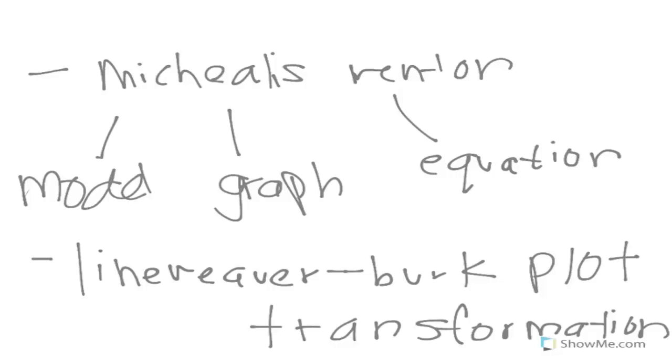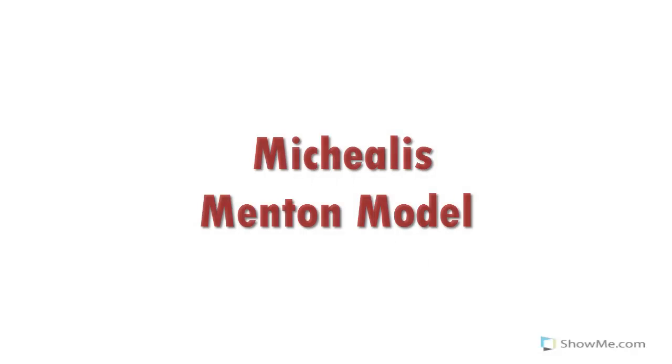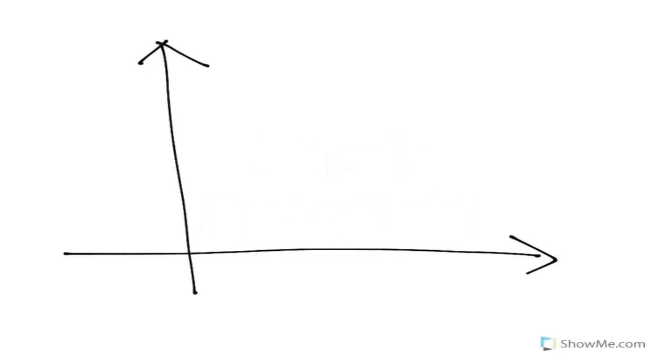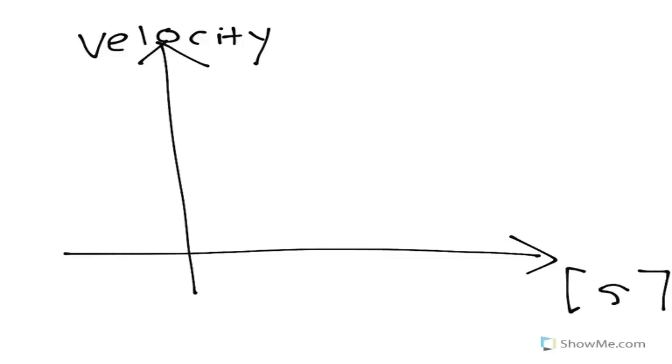So firstly, what are enzyme kinetics? Now, enzyme kinetics is the study of the enzyme catalyzed reaction. Enzyme kinetics can be elucidated by assuming the simple case of one substrate and one product. Okay, first let's start off with the Michaelis-Menten model. So I'm going to draw two axes right over here. The y-axis is for your velocity and the x-axis is your substrate concentration.